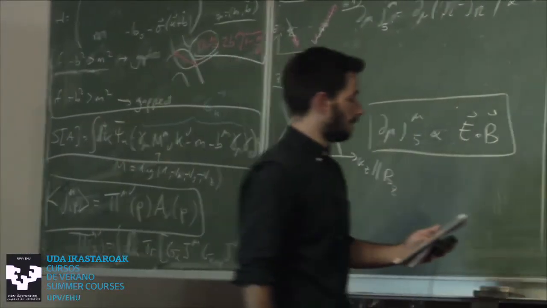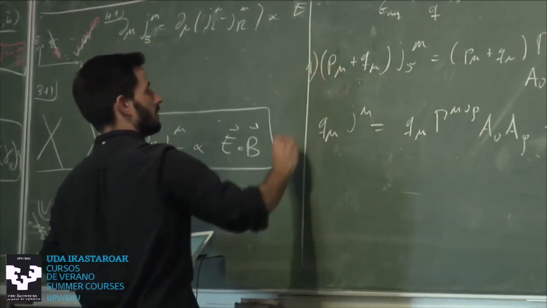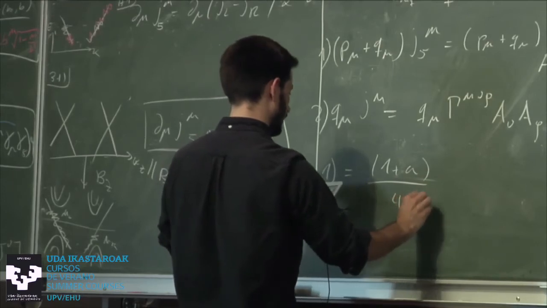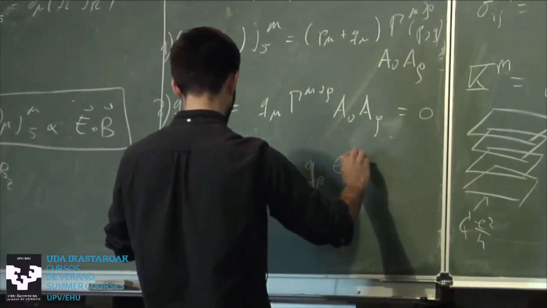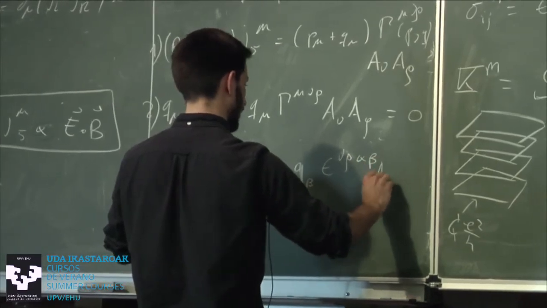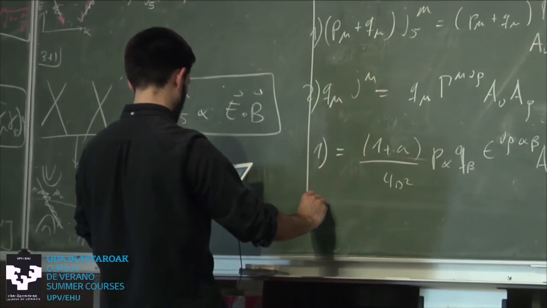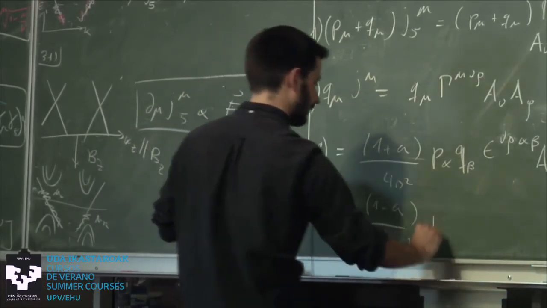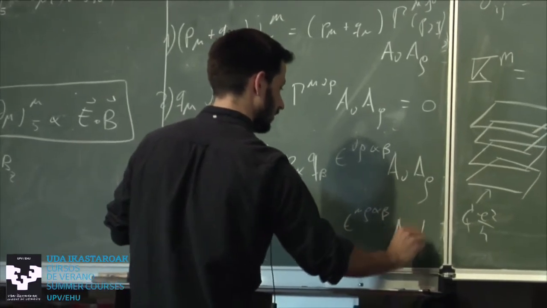Now you can calculate this diagram, and you can multiply it by P and Q. Let me call this equation 1 and equation 2. So 1 is equal to the following: 1 plus A, 4 pi squared, P alpha Q beta epsilon mu nu rho alpha beta, A mu A rho. And the second one is 1 minus A, B alpha Q beta epsilon mu rho alpha beta, and then again mu and rho.